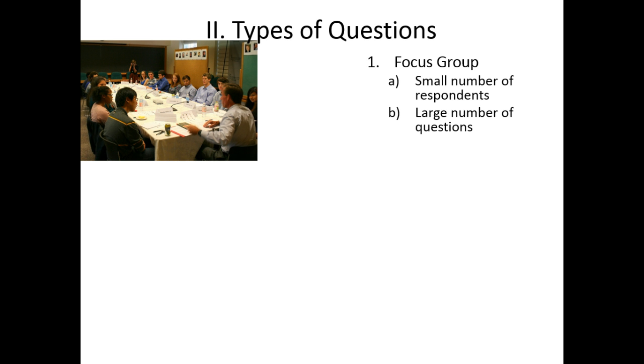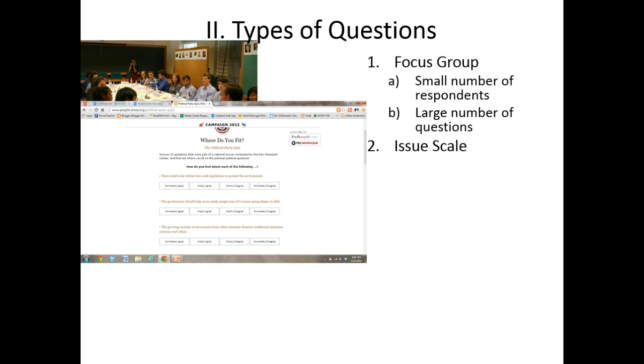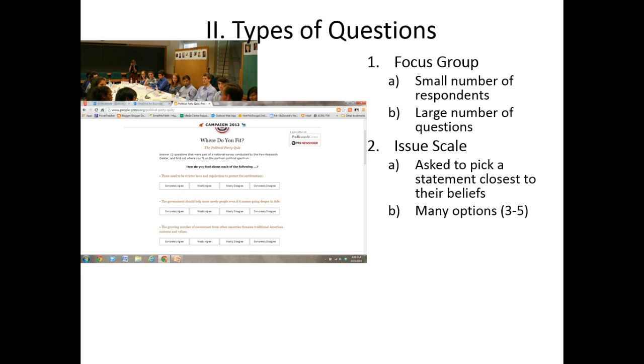different catchphrases or advertisements. Here's a screenshot of one of the political spectrum quizzes that you took that gave you an issue scale. You're asked to pick a statement closest to your beliefs. There's a lot of different options. As you can barely see on there, the question is, how do you feel about the following? There need to be stricter laws and regulations to protect the environment. Do you completely agree, mostly agree, mostly disagree, or completely disagree? So the issue scale then assigns a value to each one of those.